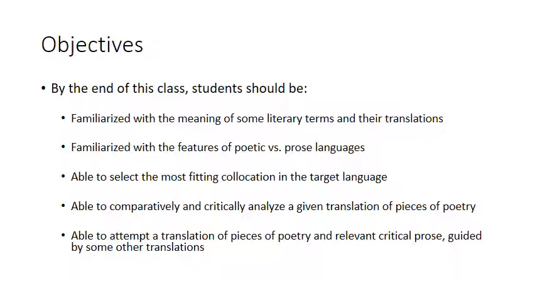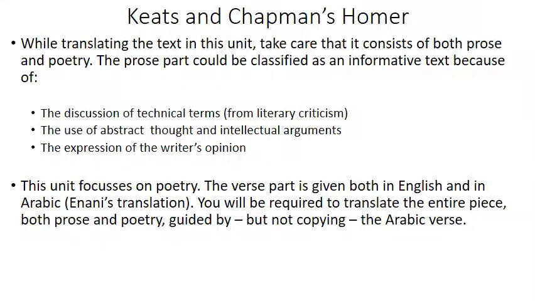Okay, so let's start. The first unit we're gonna work on today is Keats and Chapman's Homer. While translating this unit or the text in this unit, as we learned over the last two classes, we need to identify the sort or the type of text we are gonna translate. We need to read it first. You will find that the text in this unit consists of both prose and poetry.